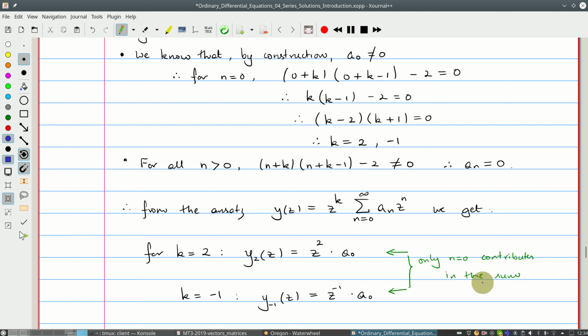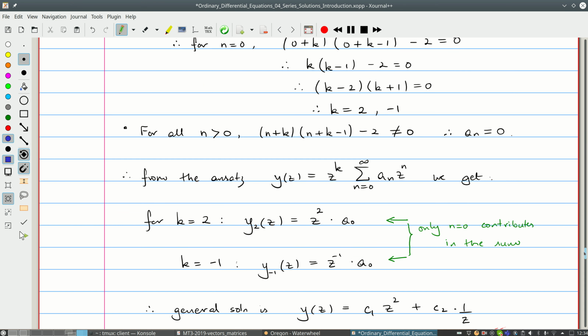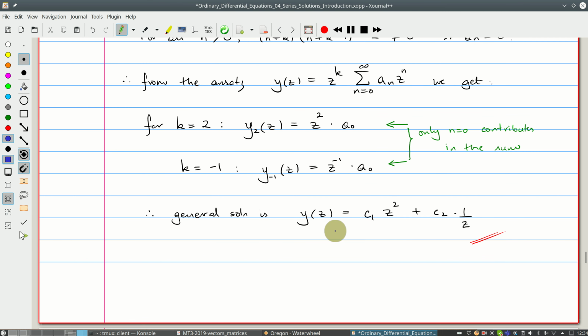Only n equal to 0 contributes, and you have to understand why this is the case. If you haven't, go over this part of the recording once more. So the general solution then is y of z is c1 times z squared plus c2 times 1 over z. I have changed the a naughts here; I treat them as constants. We want to have two independent constants multiplying the two independent solutions, so I've chosen them to be c1 and c2. They are undetermined. We need to figure out what they are.